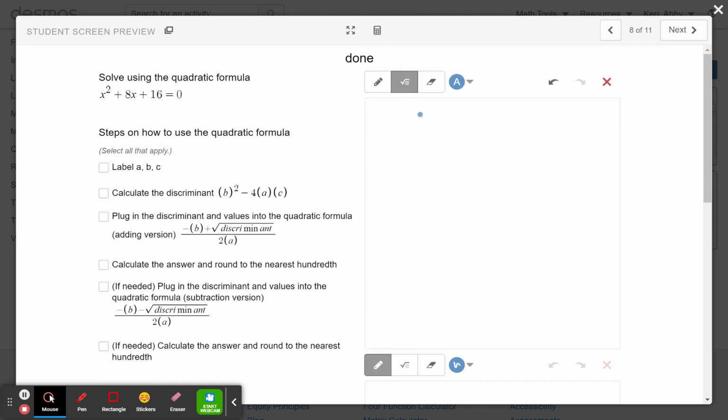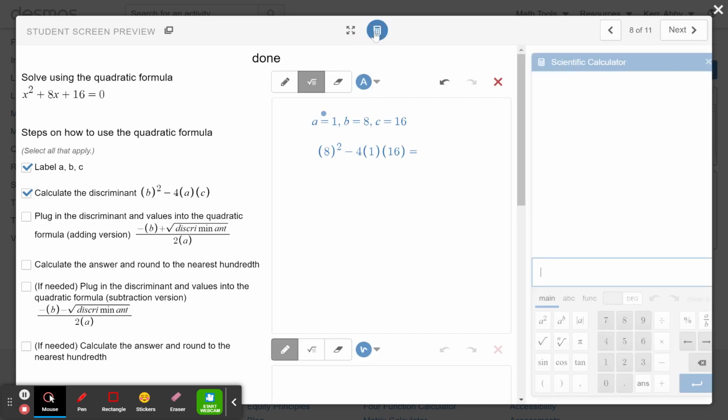All right, number one mistake that we see here, students want to call a x squared. A is 1. It's the number in front of x squared. B is 8. C is 16. So we want to plug that into the discriminant. We're going to calculate it. The discriminant says b squared minus 4 times our a, which is 1, times our c, which is 16. I like to use the parentheses to represent multiplying.